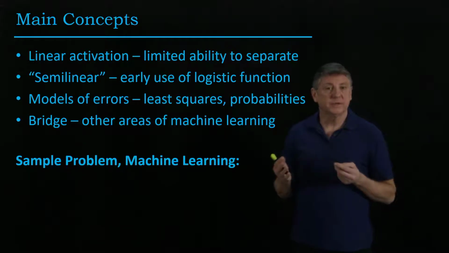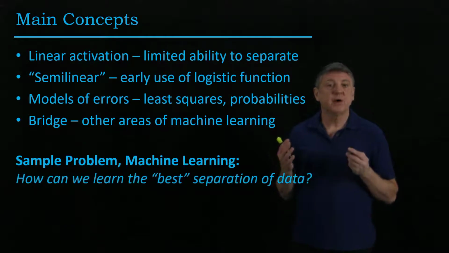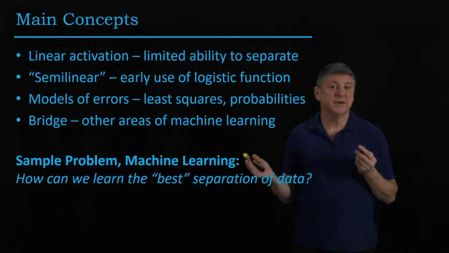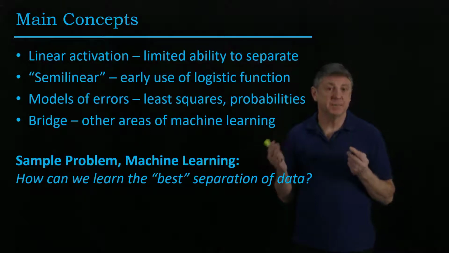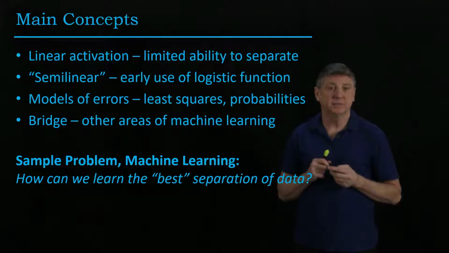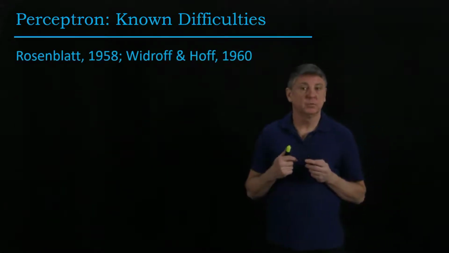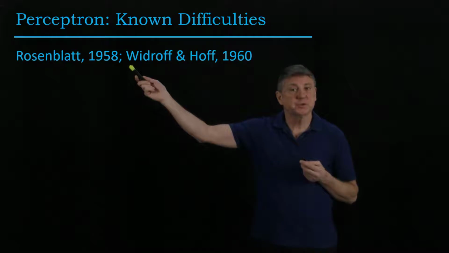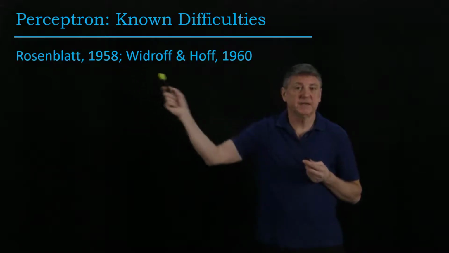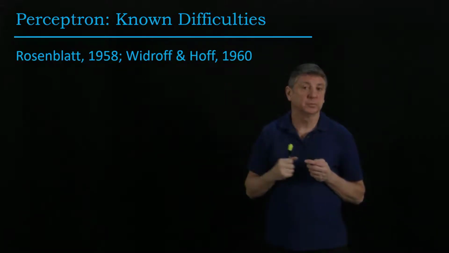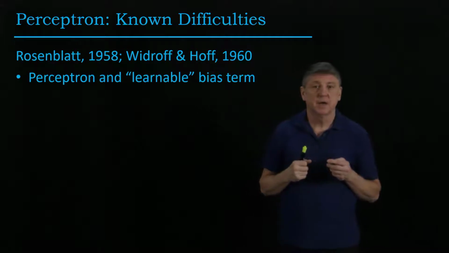One problem that we can think of as we go through this lecture is how can we learn the best separation, indeed the best hyperplane separation of data that we're given. So in the perceptron world, there were known difficulties. The original perceptron was proposed in 1958, and learning the threshold was proposed in 1960.